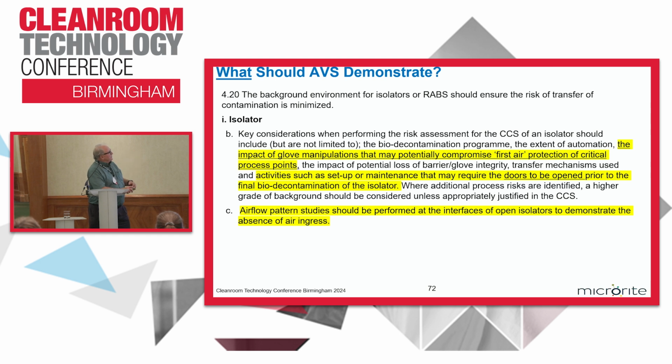The background environment for isolator RABS should ensure the risk of transfer contamination is minimized. Impact of glove manipulations may potentially compromise first air protection at critical process points. When you do your smoke studies, your RABS or your isolators, operator techniques matter. You want to make sure on your studies that you really pay good attention to the operator techniques and their movements to make sure that they don't break first air. Aseptic technique. And this goes all the way from glove sanitization to when they enter the isolator or the glove ports. Can't stress that enough.